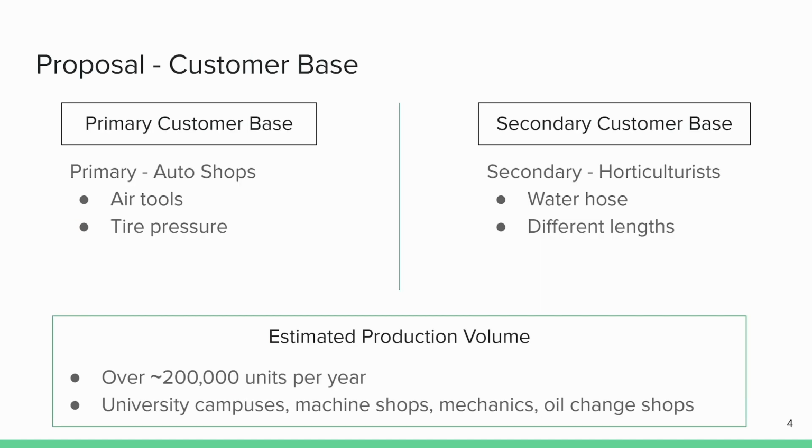Our primary customer base are any form of automotive shops. Air tools are the most common form of tools mechanics use when dealing with fasteners to replace components. Thus, that makes the hose reel a very convenient choice for them.